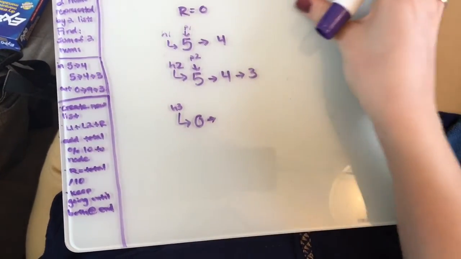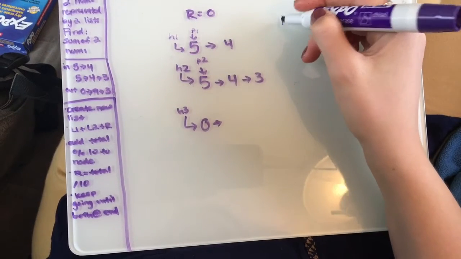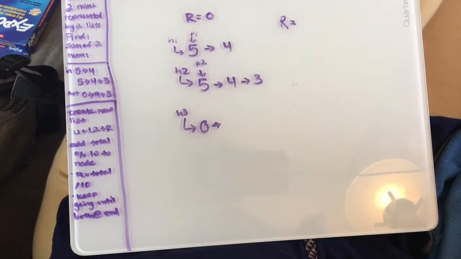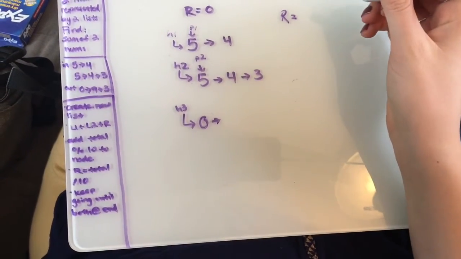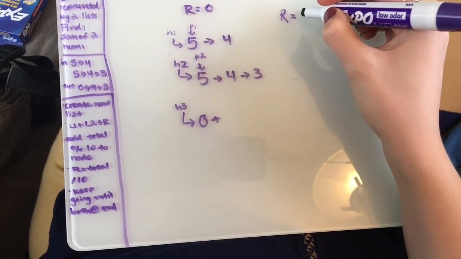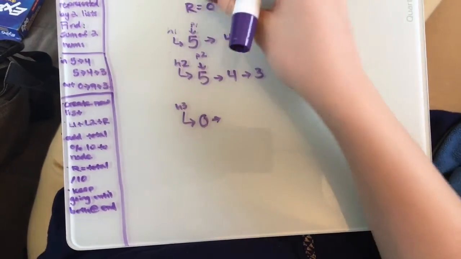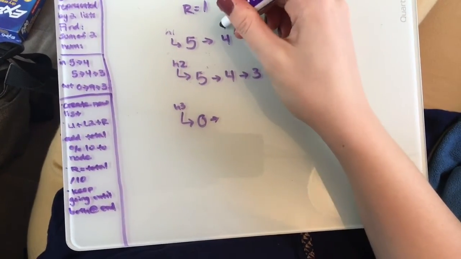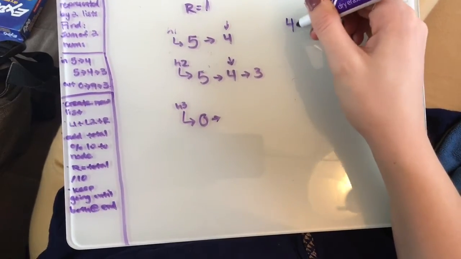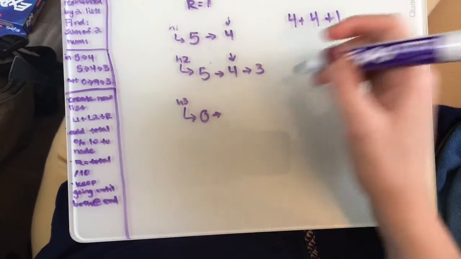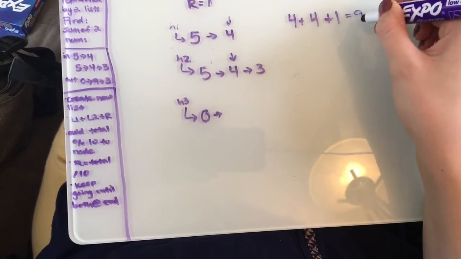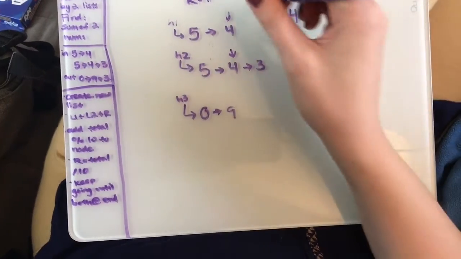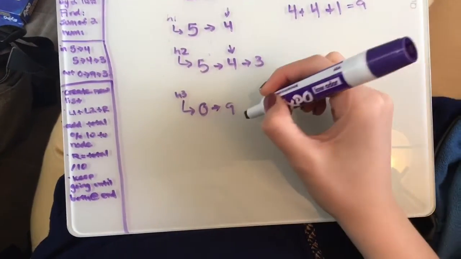And then the remainder will equal 10 divided by 10, which is 1. Then we'll move the pointer here. Here we'll add 4 plus 4 plus 1, and that equals 9. 9 modulus 10 is 9. 9 divided by 10 is 0, so the remainder becomes 0.